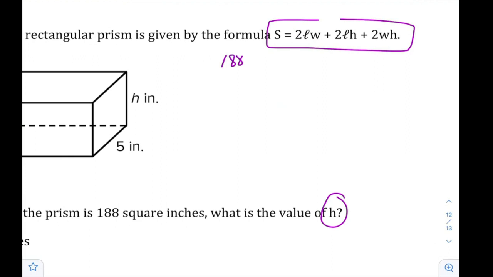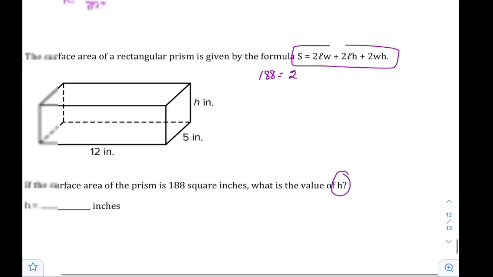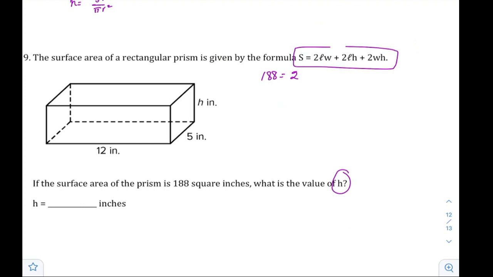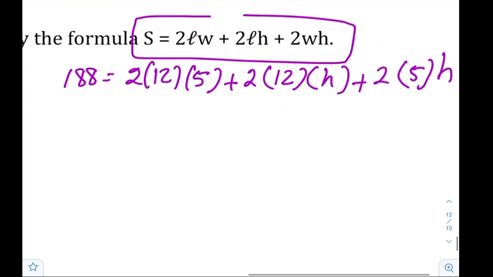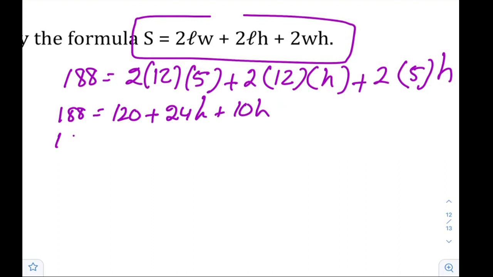You can say 188 is equal to 2 times L is given, for example, here by 12, W by 5, plus 2 times L is 12, H is not known, plus 2 times W is 5, H is unknown. We can simplify. 188 is equal to 2 times 12 by 5 is 120, and this is 24H plus 10H. Then 188, 34H, they are like terms.